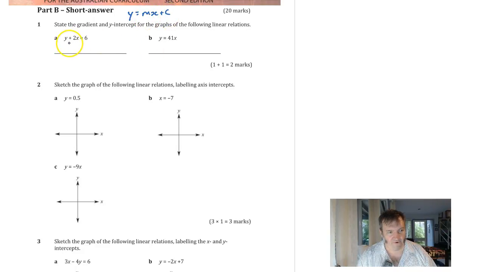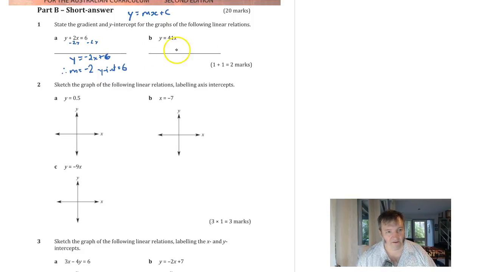This isn't in the right form. If I subtract 2x from each side though, I would have y equals negative 2x plus 6. Alright, c, but I said 6. There we go. So for that one, the gradient equals negative 2, and the y-intercept equals 6.